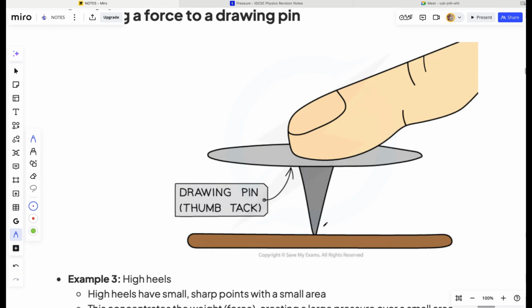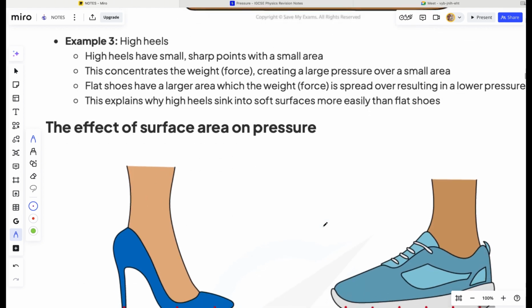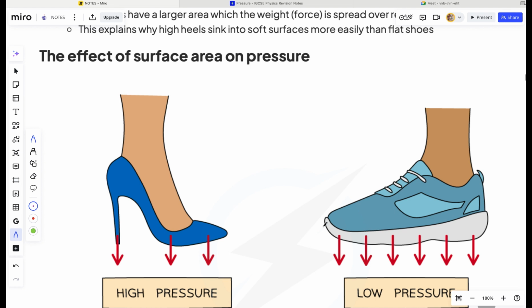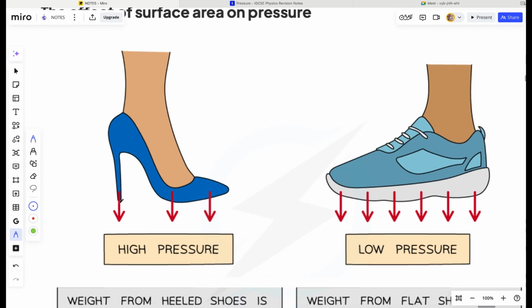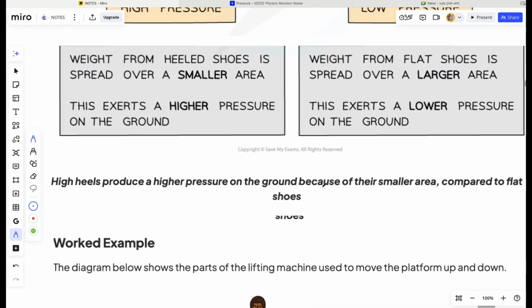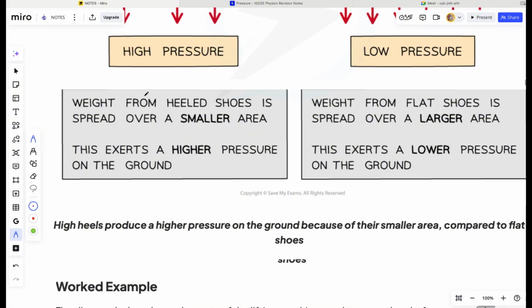So what it then means is that the smaller the surface area, the greater the pressure. You can see the case of a high heel with small surface area, so the pressure here is high. But a sneaker has a low pressure because it has a wider surface area touching the ground. Is that okay? So the weight from the heel shoe is spread over a smaller area. When you have a smaller area, therefore you have a higher pressure.